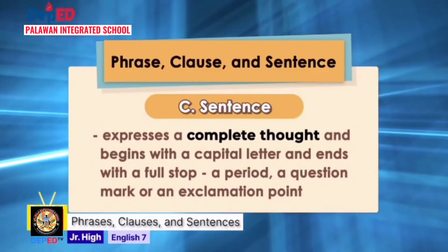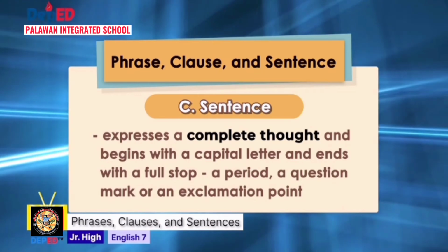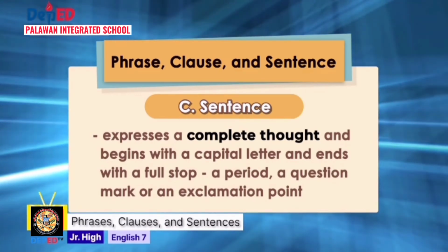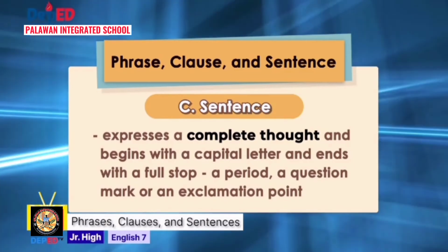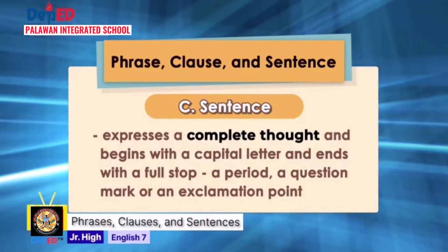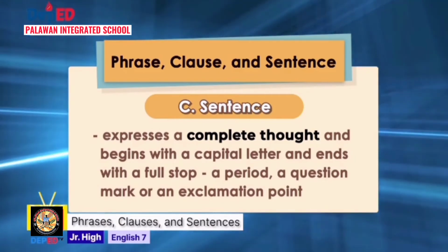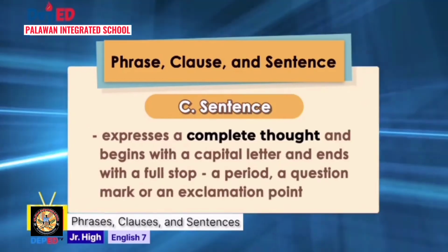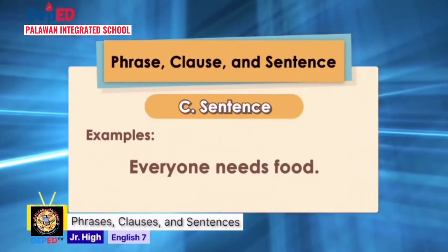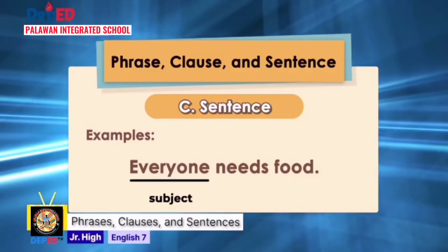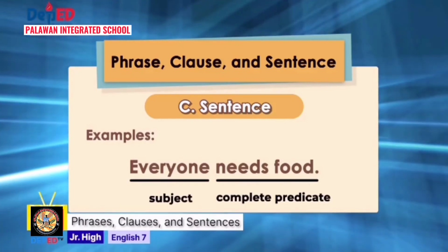As such, a sentence contains a subject and a predicate, and expresses a complete thought and begins with a capital letter and ends with a full stop, a period, a question mark, or an exclamation point. Examples. Number 1. Everyone needs food. Everyone is a subject. Needs food is a complete predicate.